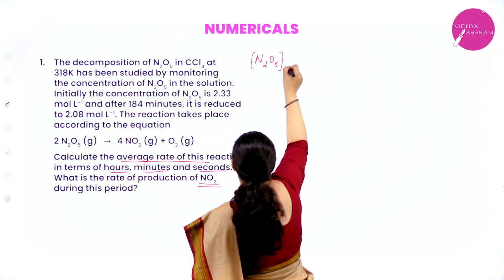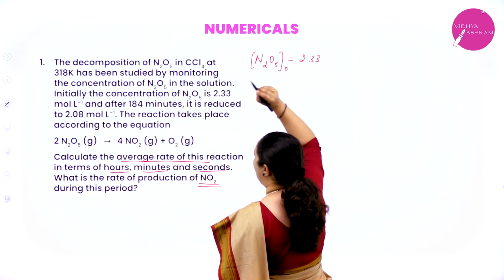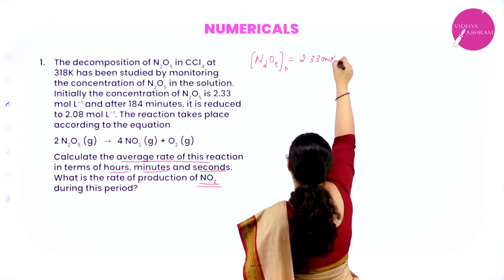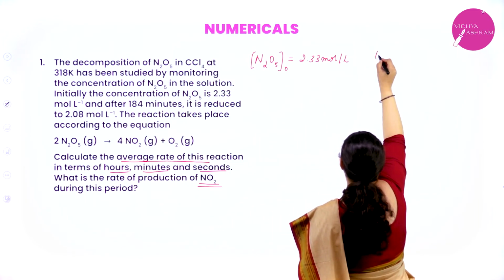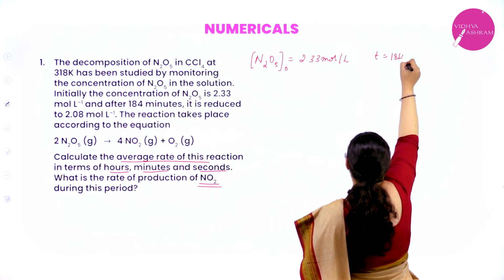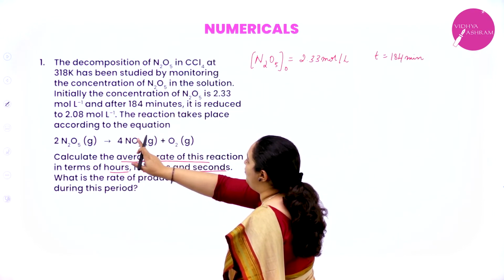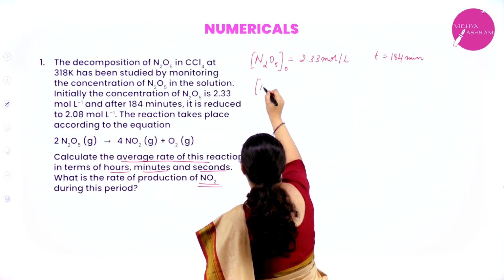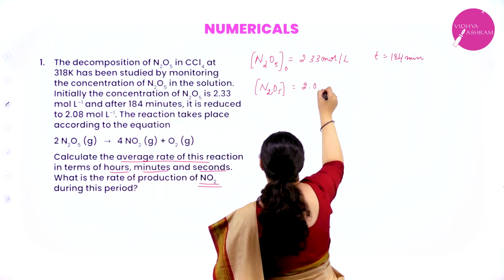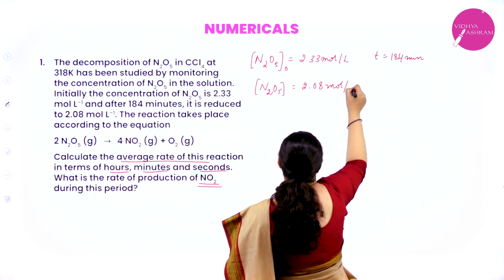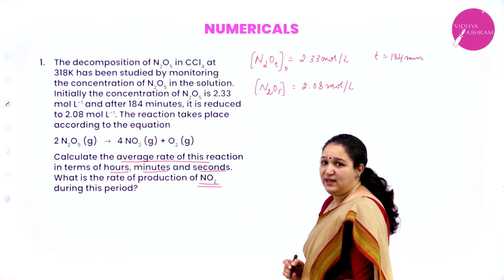Initial concentration of N2O5, I'll put it as [N2O5]0, is equal to 2.33 mole per liter. Then after 184 minutes, so time is 184 minutes is given, it is reduced to 2.08 mole per liter. So we have to find out the average rate of the reaction.